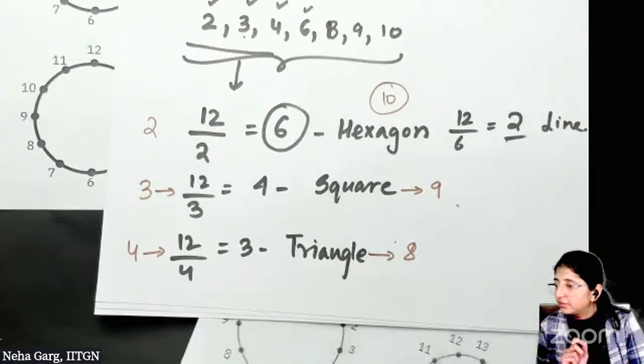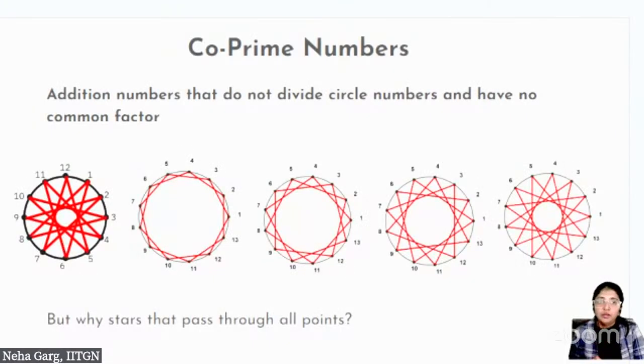So those numbers which do not have any common factors, we call them co-prime numbers. Sorry, I said prime numbers, I'm so sorry. So let's say I talk about 5 and 12. They have no common factors. Such numbers do not have any common factor.